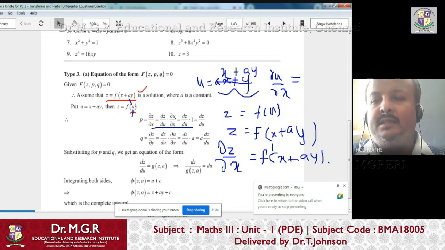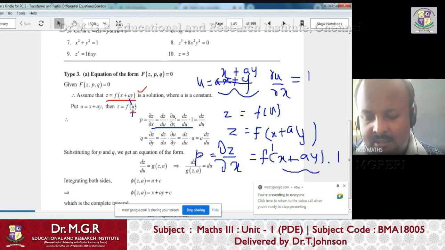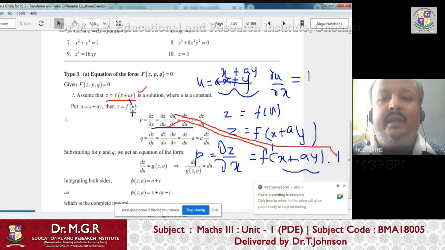So ∂u/∂x is 1. So if you want to differentiate z with respect to x, you have to differentiate the function first, that is f'(x + ay), then you differentiate the inside thing, that is 1. So this is p, right? And this f'(x + ay) is nothing but ∂z/∂u, and this ∂u/∂x is nothing but 1, right?